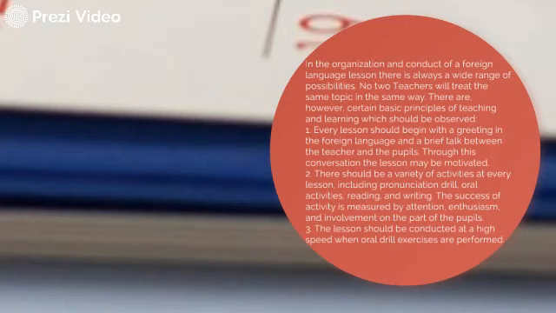The second, there should be a variety of activities at every lesson, including pronunciation drill, oral activities, reading and writing. The success of activity is measured by attention, enthusiasm, and involvement on the part of the pupils. The third, the lesson should be conducted at a high speed when oral drill exercises are performed.